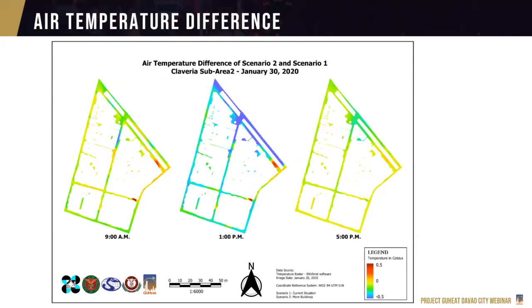So we can then do analysis and figure out why that's happening. Like, why did the temperature change this way after adding buildings? Again, we have maps of the other areas as well, but putting them in the PowerPoint would take up too much space.